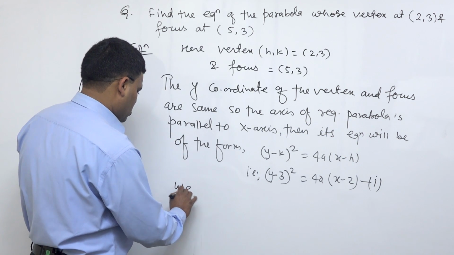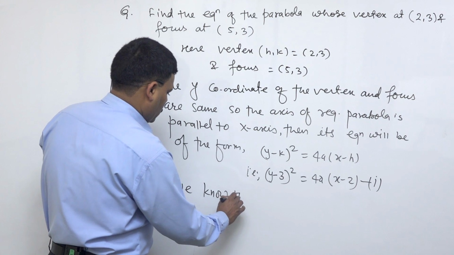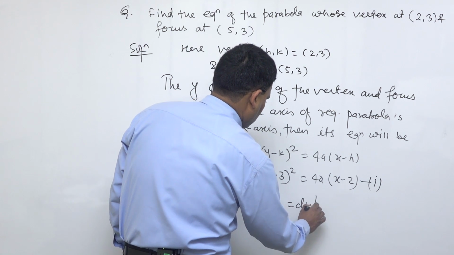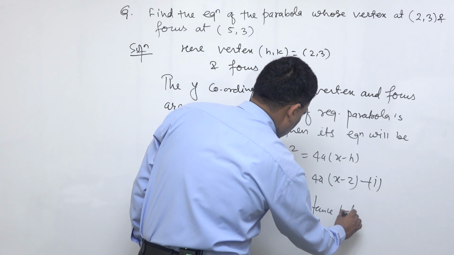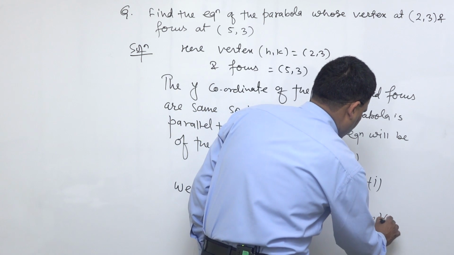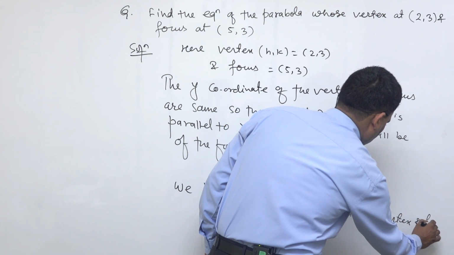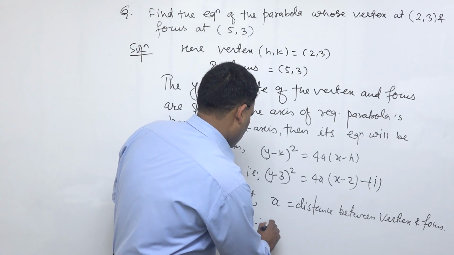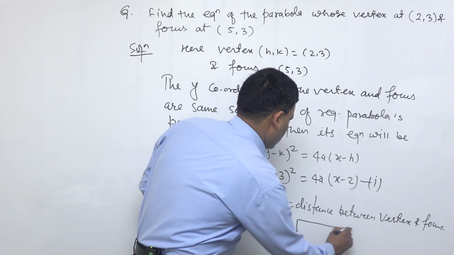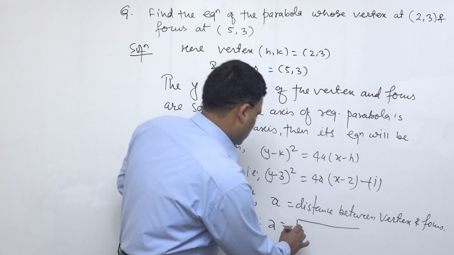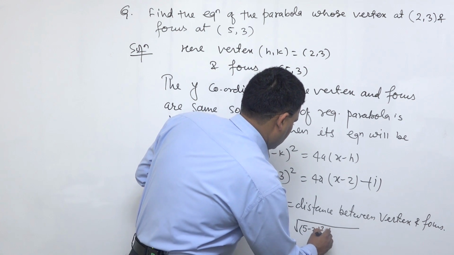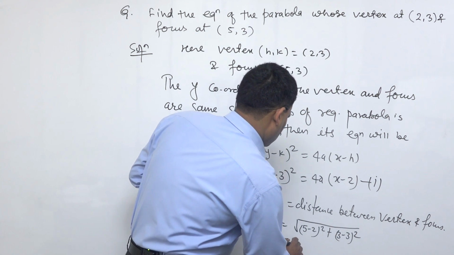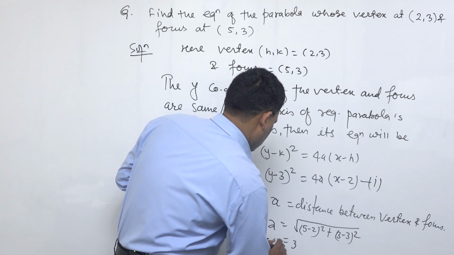We know that a equals distance between vertex and focus. Therefore, a equals root over distance निकाल दिउँ, (x2 minus x1) (5 minus 2) whole square plus (y2 minus y1) (3 minus 3) whole square, equals 3. That is a equals 3.